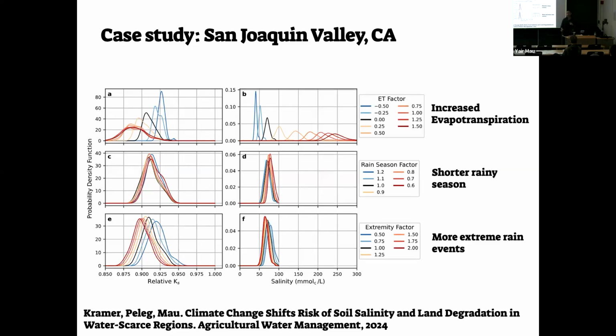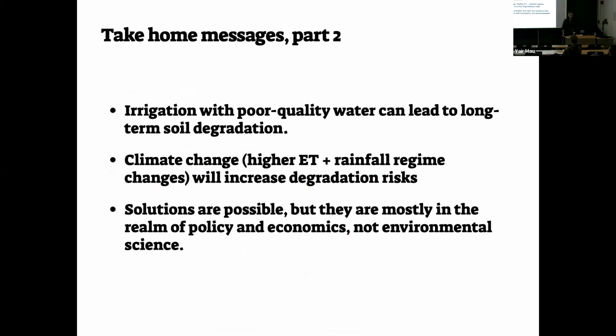Also, the strength of the rainfall, so more extreme events, are associated with high temperatures. So they could feed back. So the take-home message, part 2, right now, what did we learn?